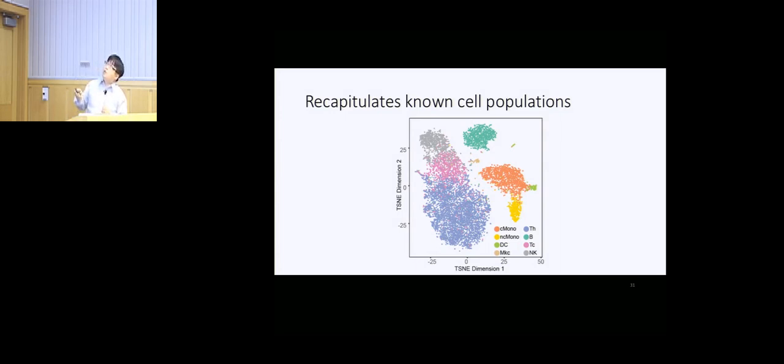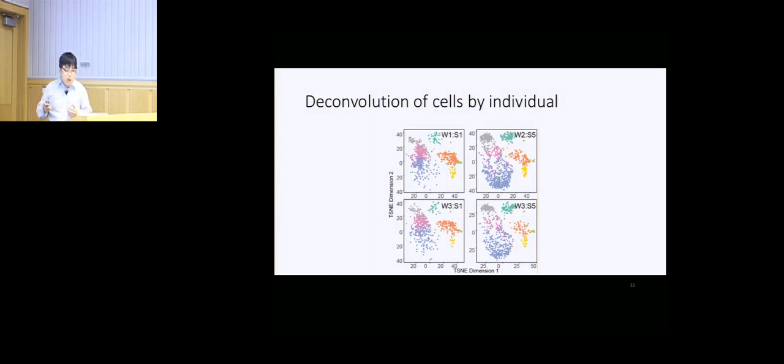And dendritic cells and NK cells and so on. So this works very nicely, and this is very consistent with what we would expect, except that this is actually a mixture from multiple different samples. So what happens if you demultiplex these samples? This is what happens.